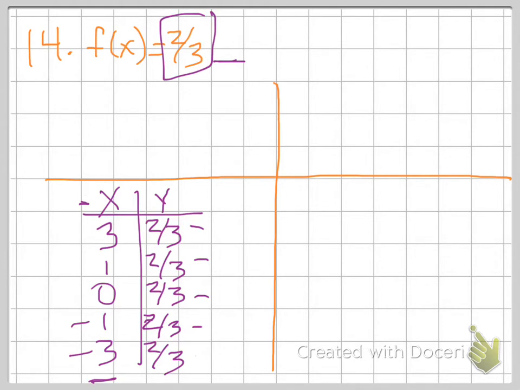Okay? So, we come over here, and at 2/3, and at 2/3, and at 2/3, 2/3, well, that's getting closer. There we go. There's 2/3 at all of our points. Okay, and we draw our line and pretend that's a straight line.